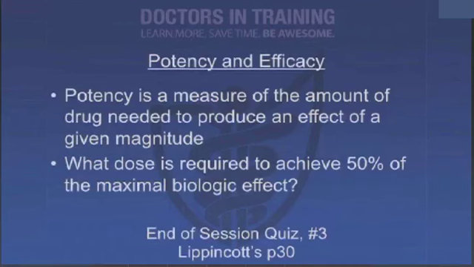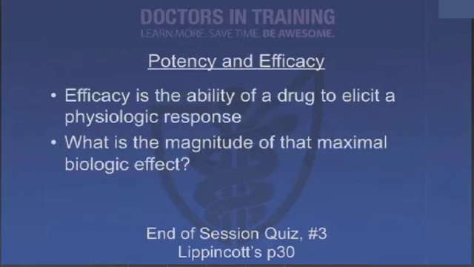Define potency and efficacy. Well, potency is a measure of the amount of drug needed to produce an effect of a given magnitude. So what dose is required to achieve 50% of the maximal biologic effect? Efficacy is the ability of a drug to elicit a physiological response. So in other words, what is the magnitude of that maximal biological effect?